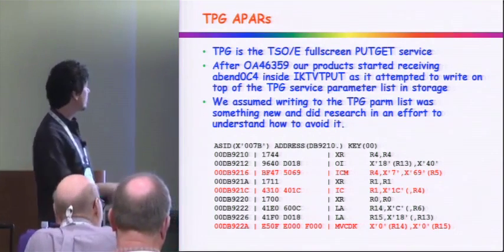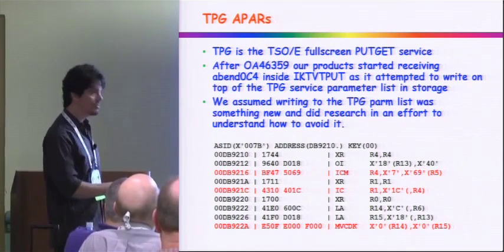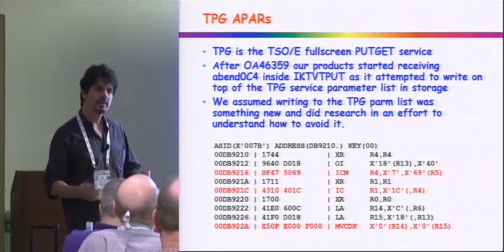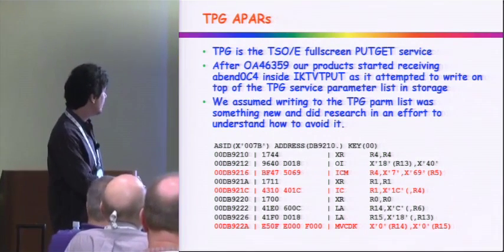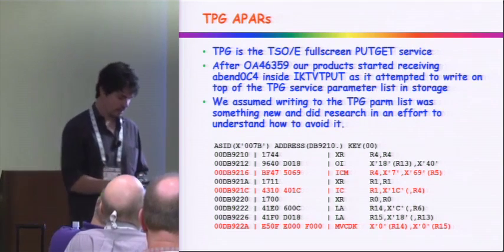So we dumped out the code and looked at it, and R4 was the TCB address. R1 turns out to be the TCB PKF value, if you know what that is, the protection key that the task is started with. And then you had this move with destination key. They were moving 1 byte back into the parameter list.